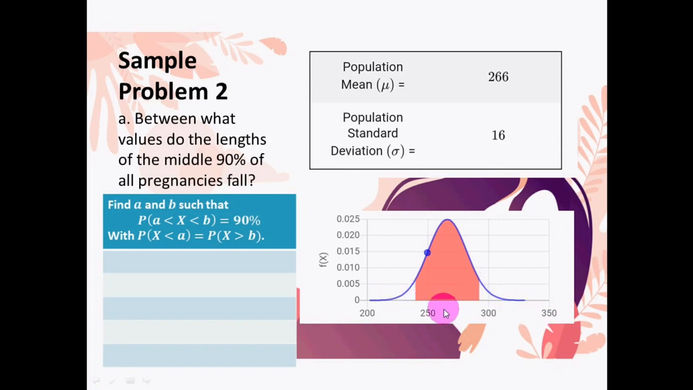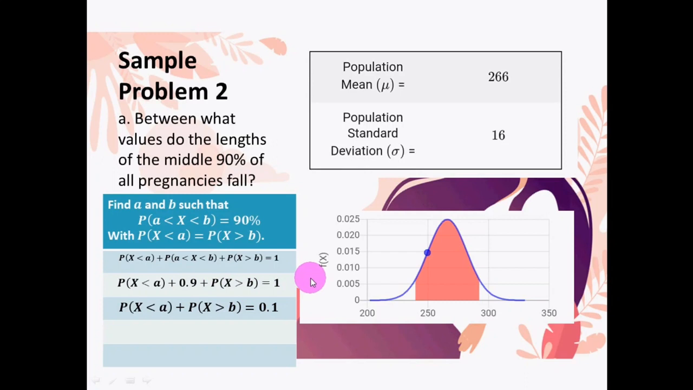So, if this point here is A and this point here is B, the probability that X is less than A should be equal to the probability that X is greater than B. So, ngayon, the area to the left of A plus the area between A and B plus the area to the right of B must be equal to 1. And now, given that this middle area here is 90% or 0.9, then we subtract 0.9 from both sides of the equation.